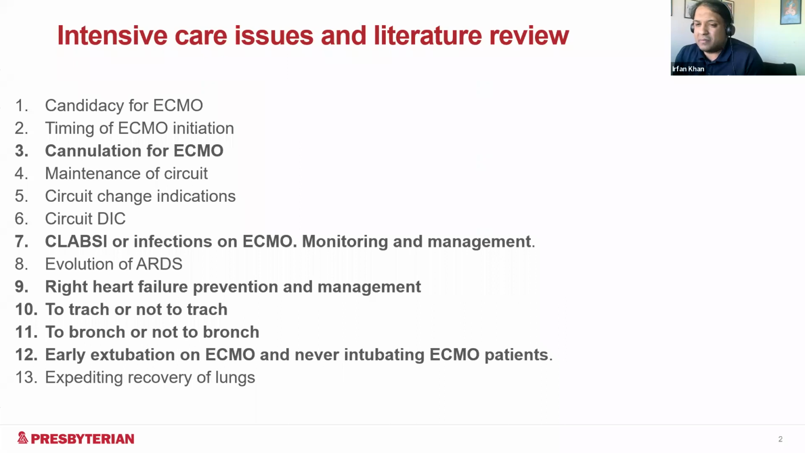Right heart failure, again, is one of the problems where it's hard to talk to the families and say the patient is going to do okay, because this is something that can get you anytime during the course of their ECMO run. Preventing it is very important. And then again, when it happens, how do we manage it? That's also very important.